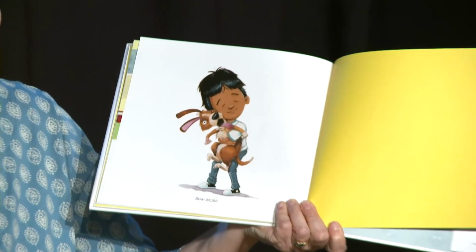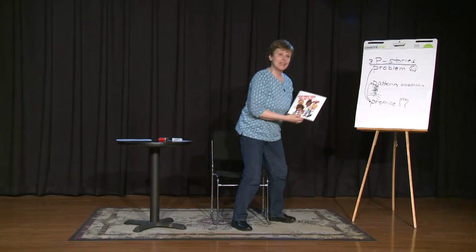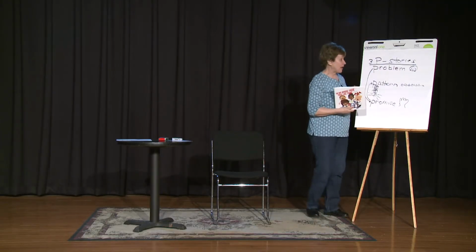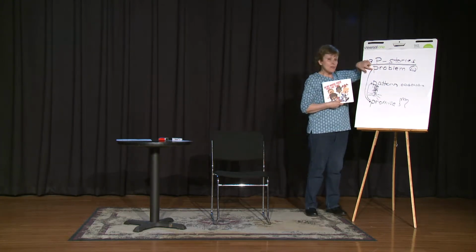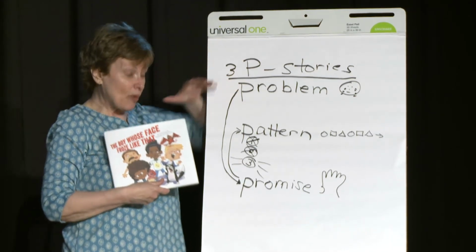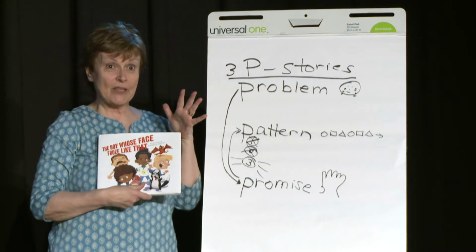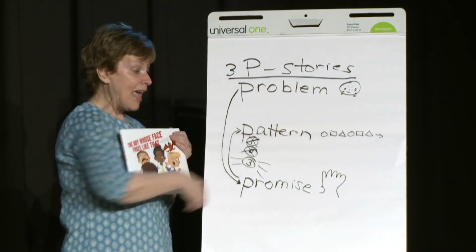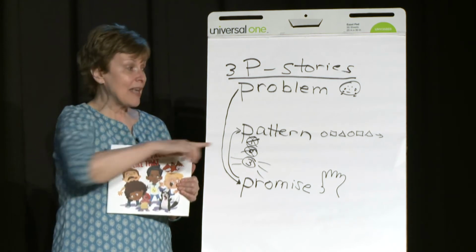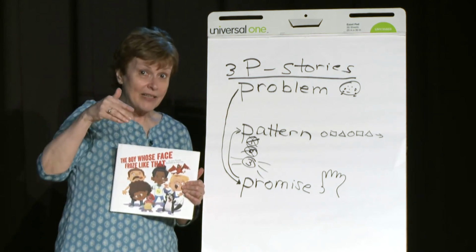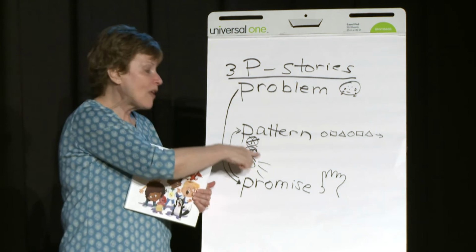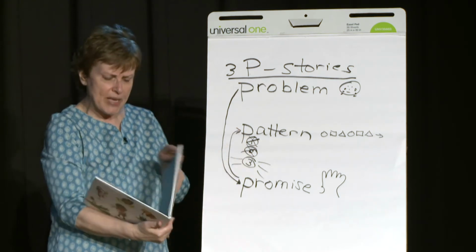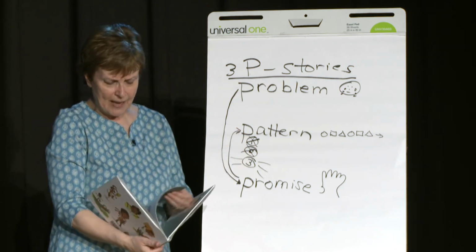Bow wow. All right, let's think about how this book fits into the 3-piece story plan I taught you. There has to be a problem. So the problem in this story is Wendell's face freezes. So I would write that up there. The end is the promise. His face is going to get unstuck. And then the pattern, what does he try in the middle over and over to get his face unstuck?